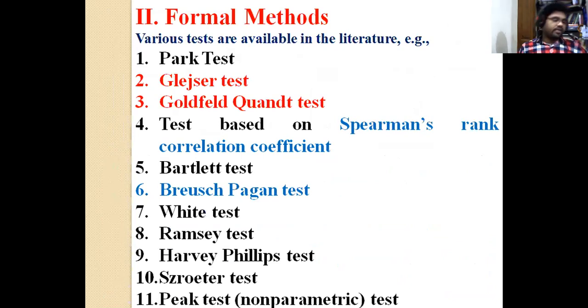Then after completion of the informal method, we have the formal methods. In the formal method, there are some tests. There are various tests available in the literature. If you observe, there are 5 or 6 tests which are very important, which we can use more.